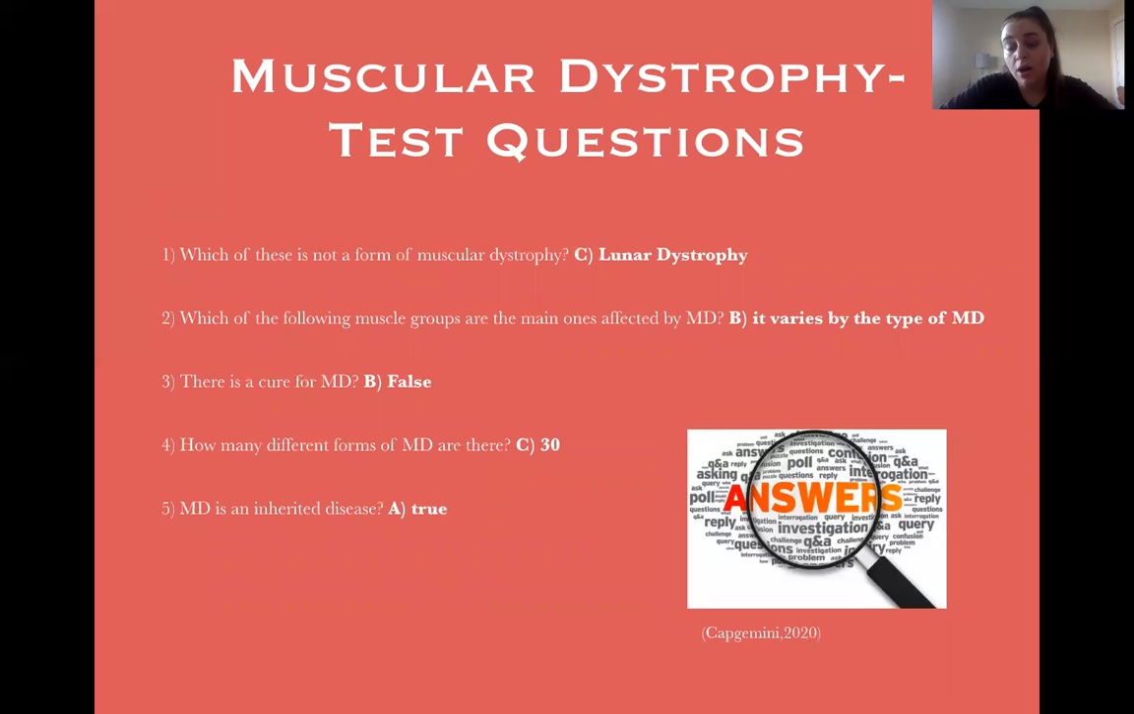Cure, unfortunately, there is no cure, but I know that a lot of foundations are trying to find a cure. And how many different forms of MD are there? So the answer is 30. So there are over 30 muscular dystrophy diseases out there. And MD is an inherited disease. That is true. So like I mentioned before, generally this inherited disease runs in the family due to autosomal recessive, autosomal dominant, or X-linked genes that come from the parent. So if they contract a faulty gene from parent A and parent B, they have a 1 in 4 chance of getting muscular dystrophy.